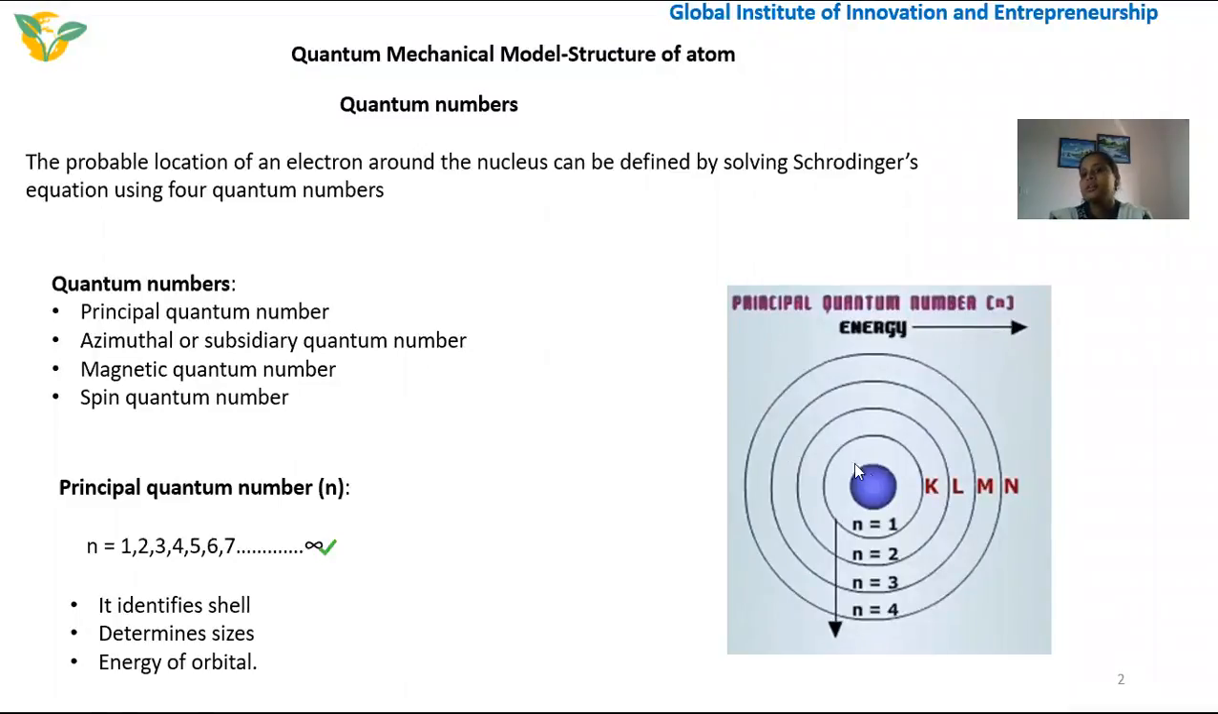If you look at the diagram, the n equal to 1 energy level represents the K shell, n equal to 2 represents the L shell, n equal to 3 represents the M shell, and n equal to 4 represents the N shell. And as the value of n increases, the size of the atom increases, and the energy of the electron also increases with the increased value of n.